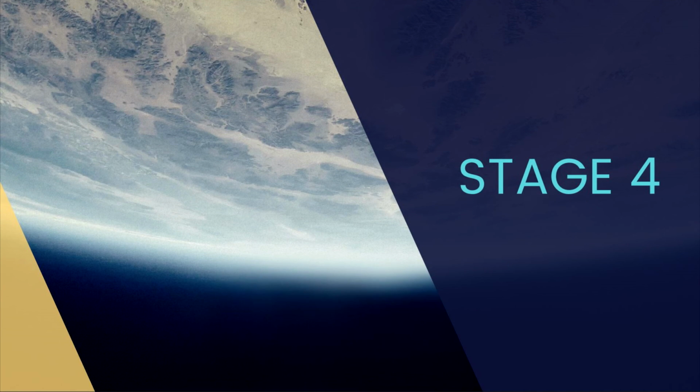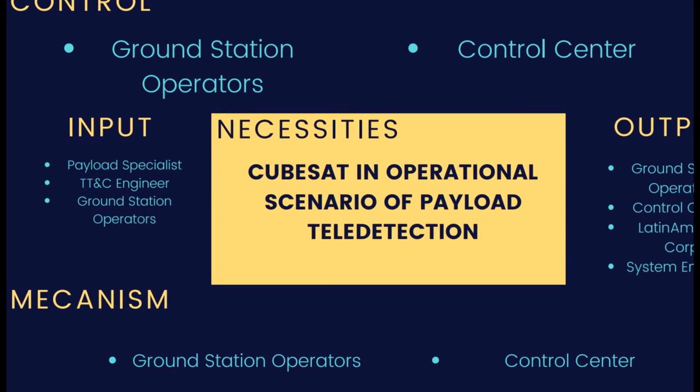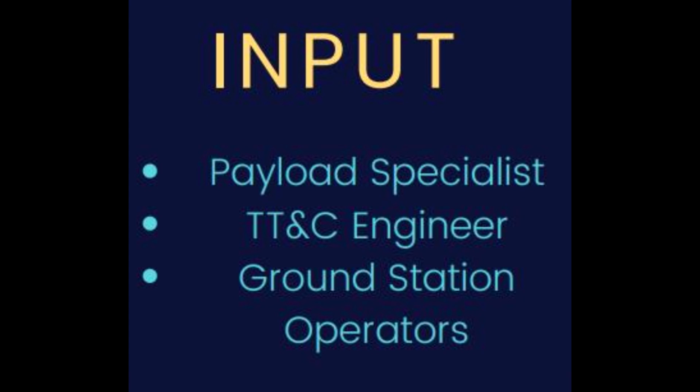For stage 4, we will present our stakeholders with their respective requirements based on that scenario or mission payload, starting with identifying our stakeholders in a diagram we have in the center of the scenario. On the left side, we can find our payload specialist in charge of getting deeper into payload information and detail. The telecommunication engineer makes sure we get that data from the CubeSat and the ground station operators.